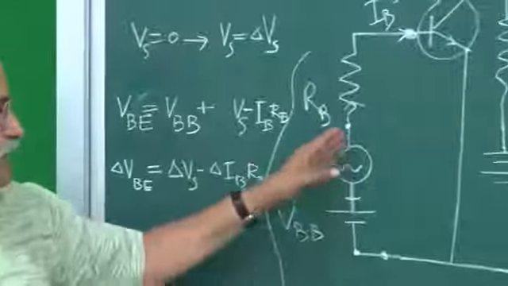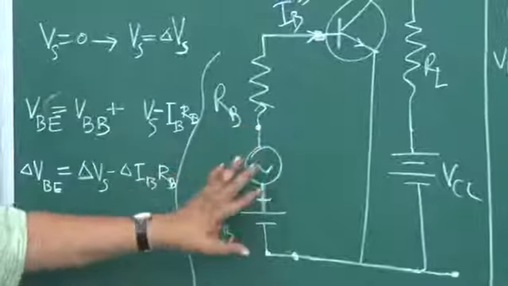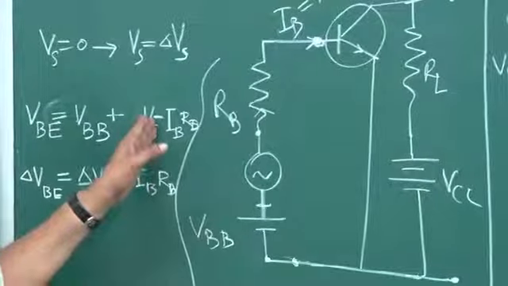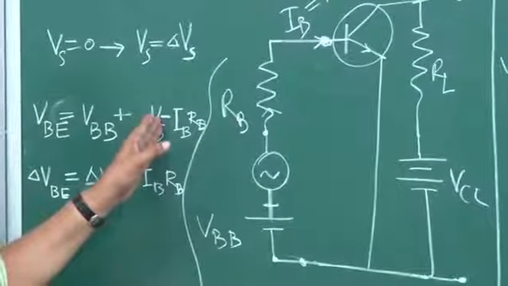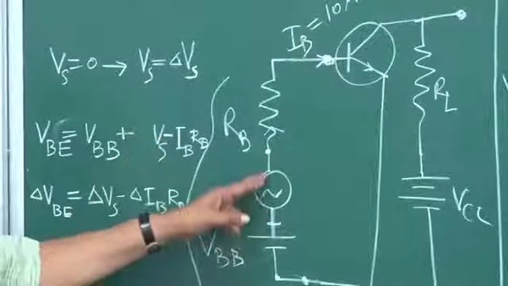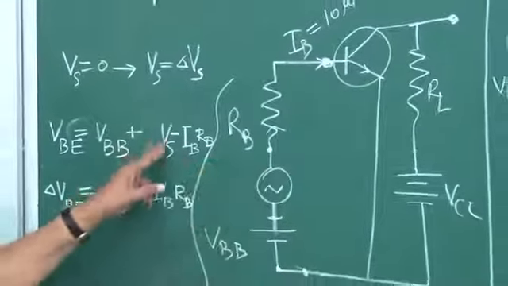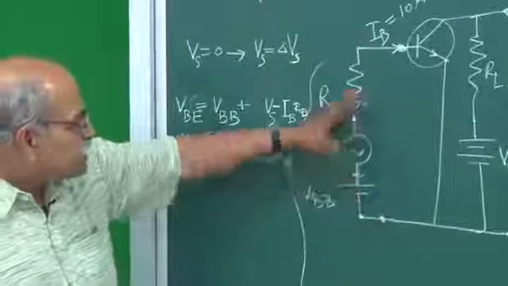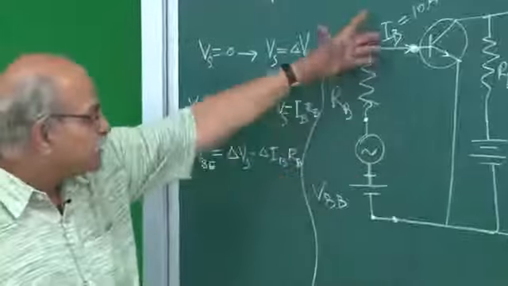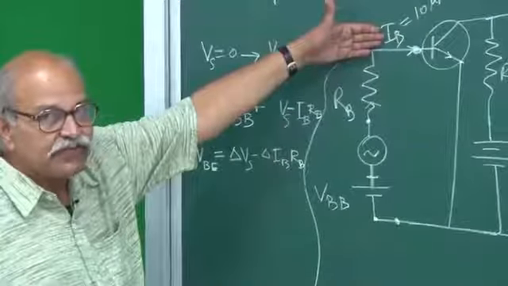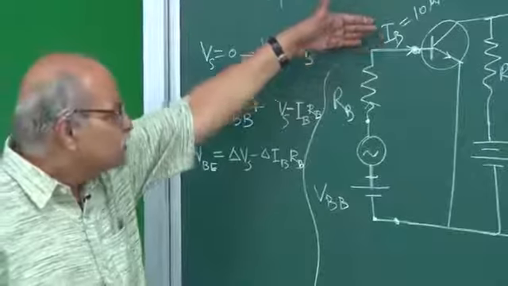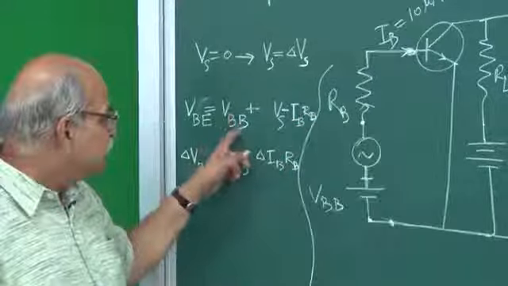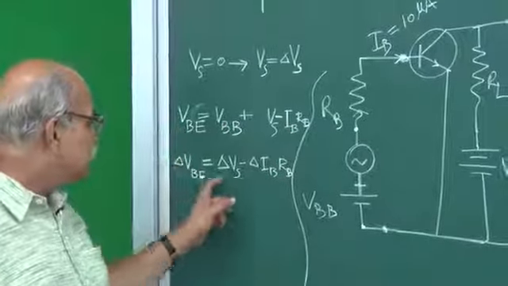Right. So this signal is changing. At a certain time it has some value, let us say Vs, and then after delta t time it has become Vs plus delta Vs. So this signal has changed. Similarly here, when the signal is changed, the biasing voltage has changed, and if the biasing voltage has changed, this current will change from 10 microampere to something else. So that is what I am writing here, delta IB. RB is fixed, VBB is fixed. So delta VBE is this.